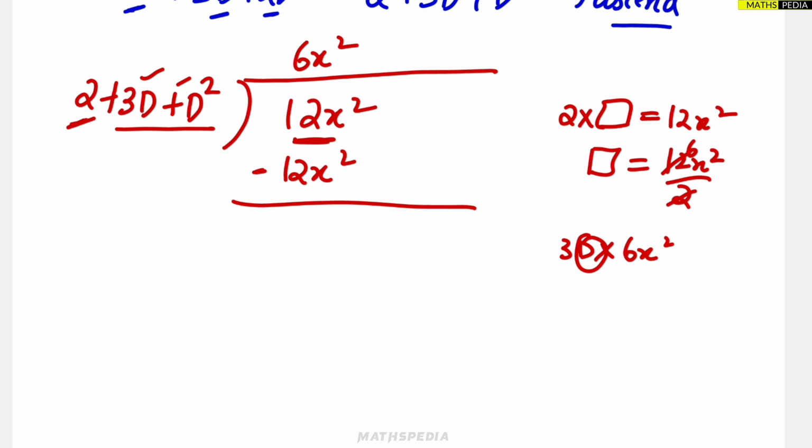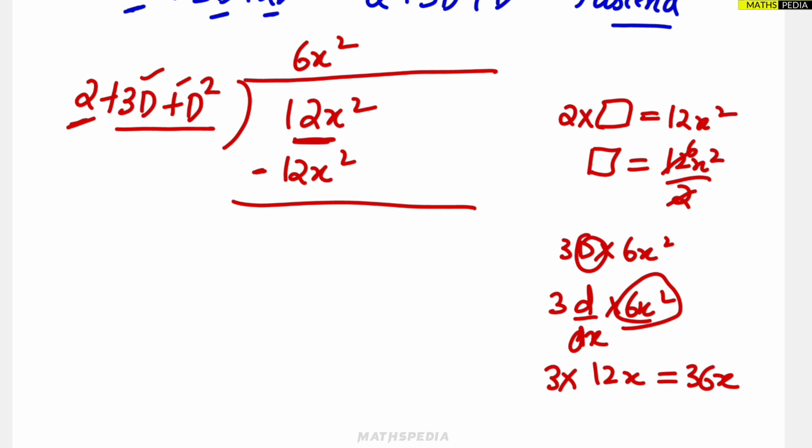What is the meaning of d? D basically means d by dx. We have already discussed, into 6x square. Differentiation of a particular function with respect to x. So 3 into differentiation of 6x square: it will be 6 into x square, differentiation is 2x. So 6 into 2 is 12. So directly I write the value 12x. Okay, so 3 into 12 is what? 36x. So I have to write here plus 36x.